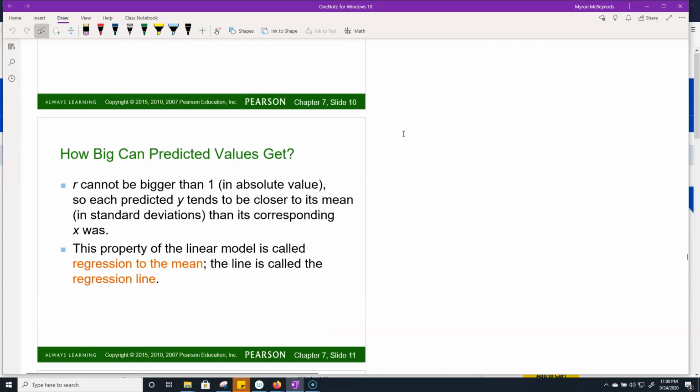So how big can the predicted values get? The r cannot be bigger than 1 in absolute value, so the predicted y tends to be closer to its mean than its corresponding x was. This property of the linear model is called regression to the mean. So this is called a regression line, what we're doing here.